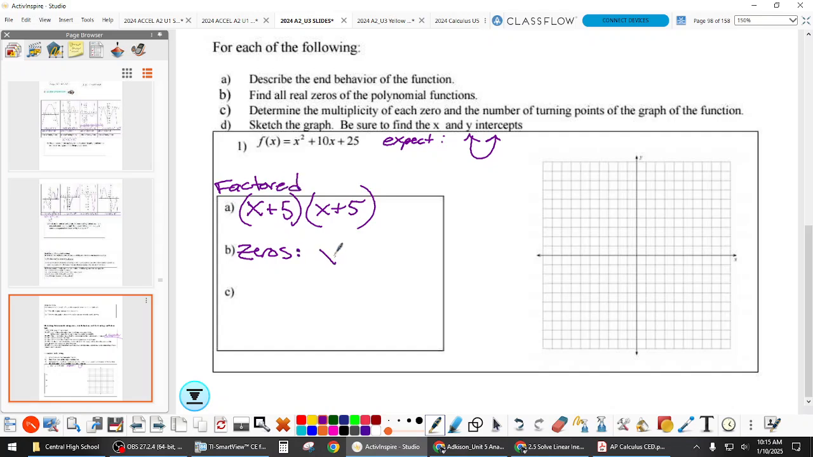It's just negative 5. What's the multiplicity of that 0? Like if I wrote this, couldn't I write it as x plus 5 squared? Because there's 2 of them. So the multiplicity is 2. So is this going to bounce or pass through? Bounce. Okay.